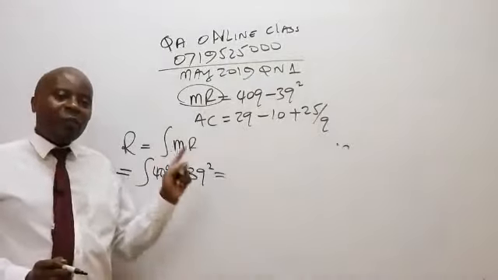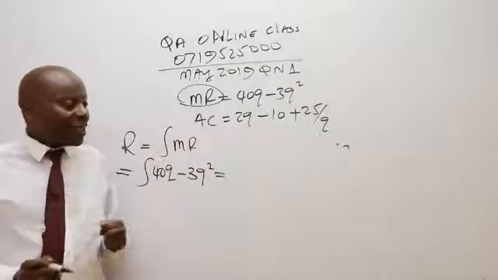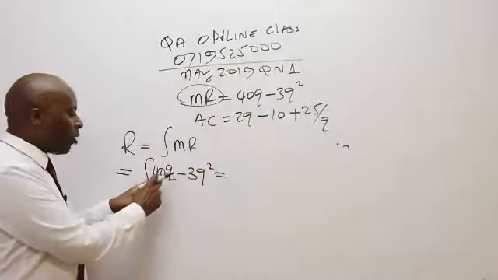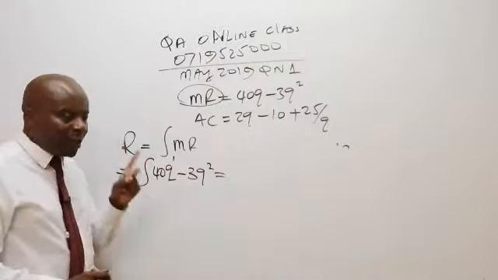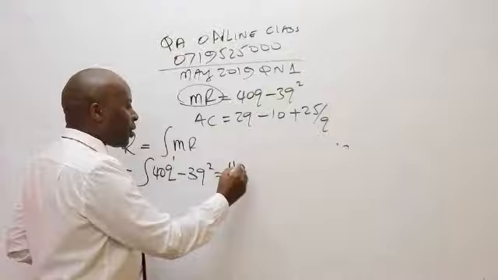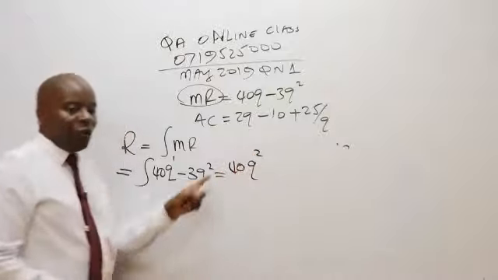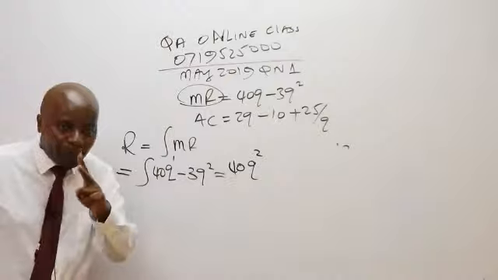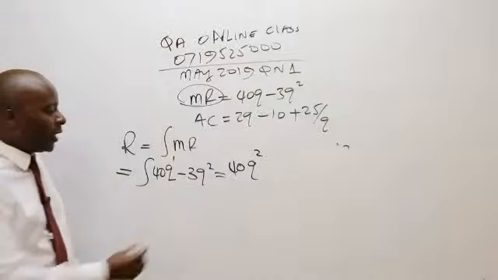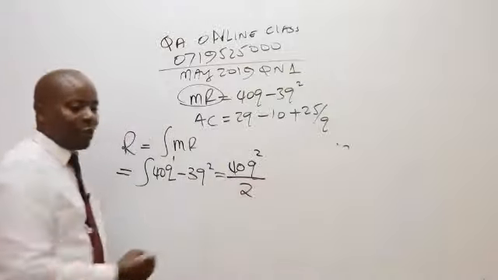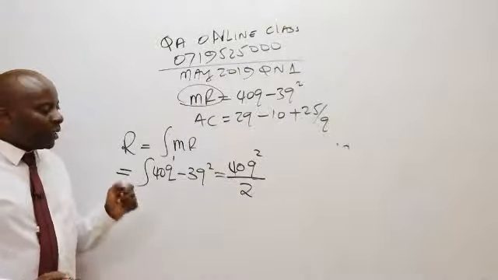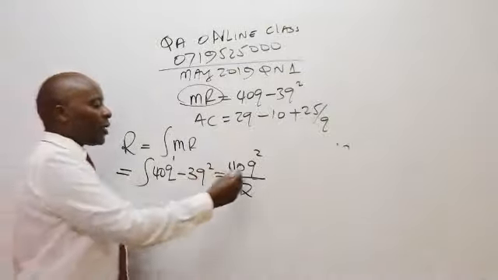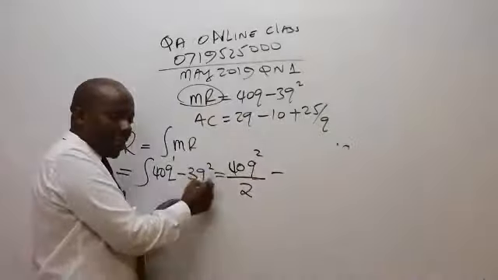How do we get to integrate? Integration is a simple thing. Ladies and gentlemen, I know that there is that implied 1. So when it comes to integrating this, it will be 40q raised to a new power, which is 2. So 40q squared all over the new power, which is 2. Minus, ladies and gentlemen, I would want us to integrate these terms separately.